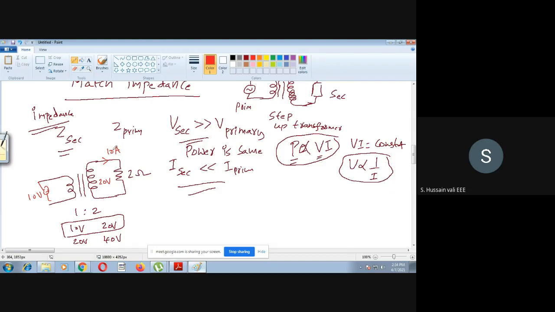What is the power here? The power here is 10 square into 2. How much is it? 200 watt. So the power is 200 watt. Here also the power is 200 watt, because the primary power and secondary power are always the same. You must remember this. Why is it the same? Because the load requires only that much power. So the primary power is 200 watt, secondary power is 200 watt. Whereas the primary voltage is 10 volt, what is the primary current in that case? The primary current is power by voltage. How much is it? 20 ampere.